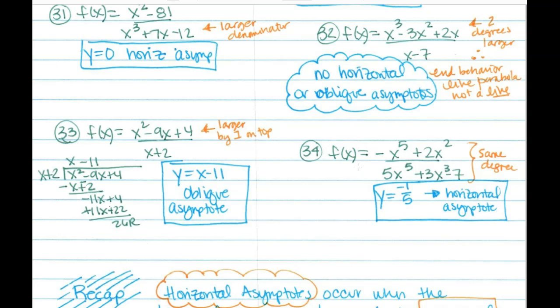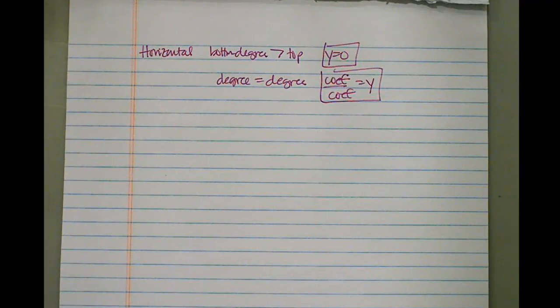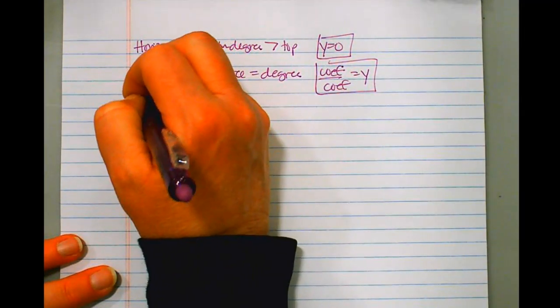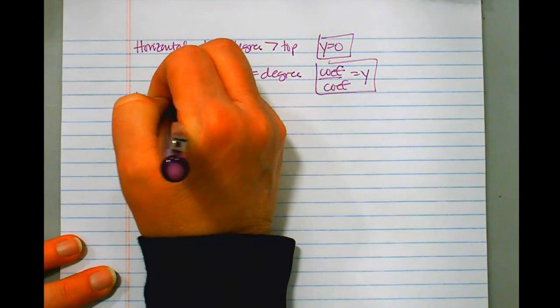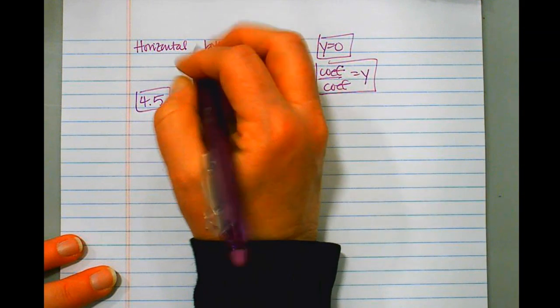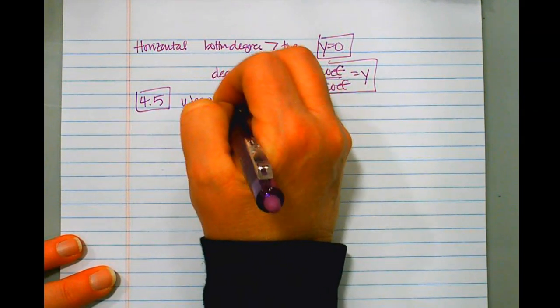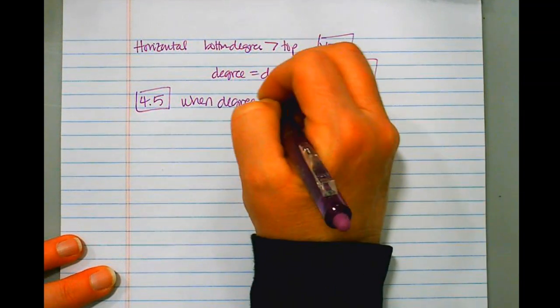Basically, you're just comparing. If they're the same, you take the coefficients. If they're not the same, then you have to check to see if the bottom is bigger, and then it's y equals 0. Today we're going to look at what if the top is bigger. Those are our notes. So let's look. Today we're still in 4.5. We're going to look at when the degree on top is bigger.